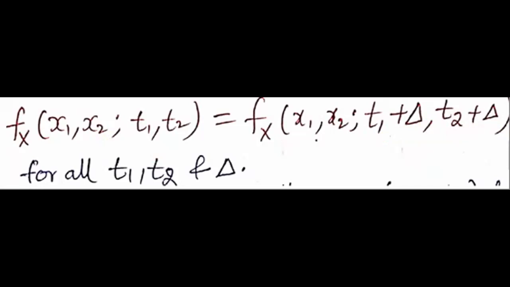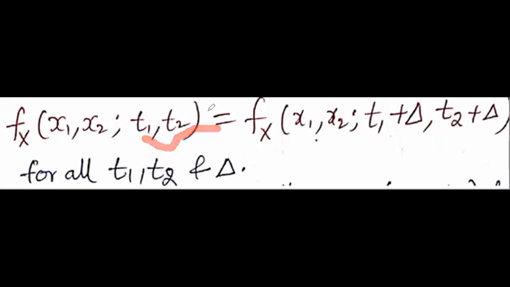So it is independent of time and it should satisfy this condition for all t1, t2, and delta. As we know, these time constants, that is t1, t2, and delta, are arbitrary, right? So this is the equation. And see here, this second order stationary process is a function of time differences. So what are the two time constants here?